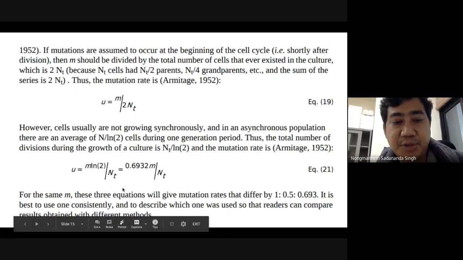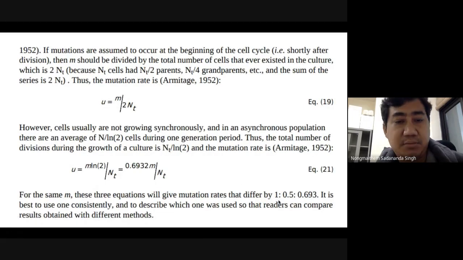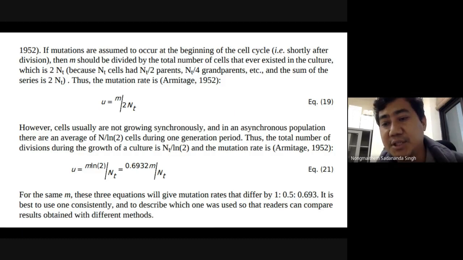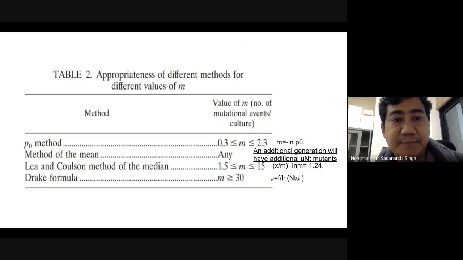So why it is important is that depending on the formula you are using, the mutation frequency number is going to be different. And they are in the ratio 1 is to 0.5 is to 0.693 in the three ways of calculating mutation frequency that I just discussed now. So there are three different ways for a simplified calculation of mutation frequency itself.